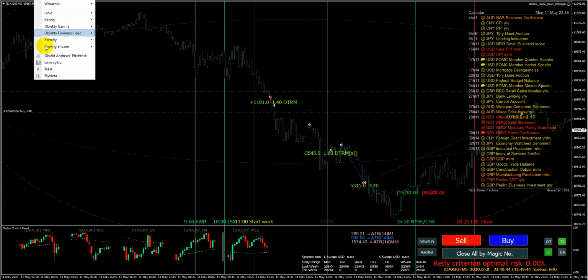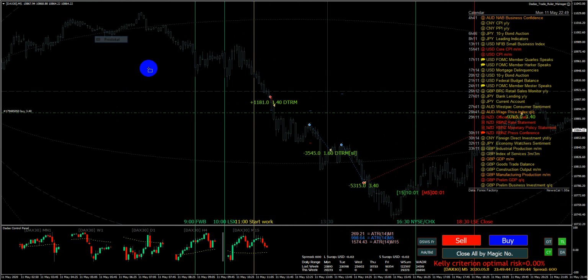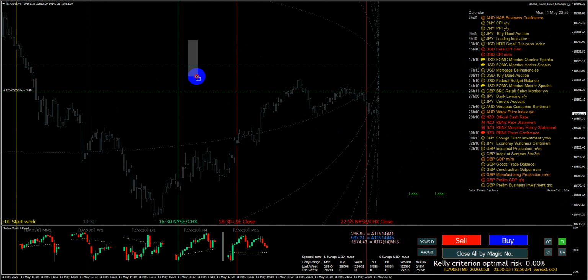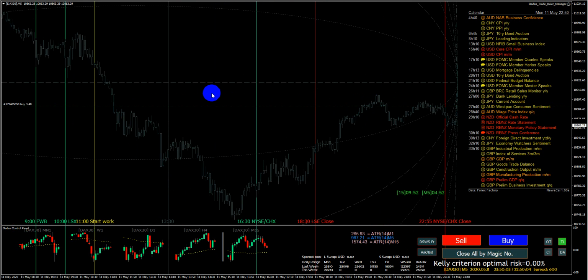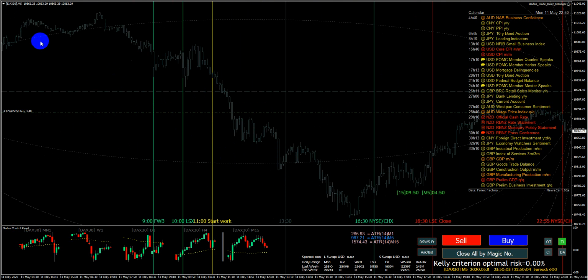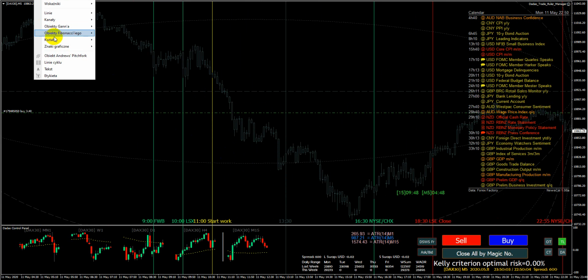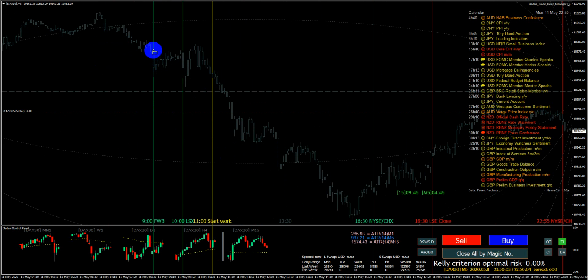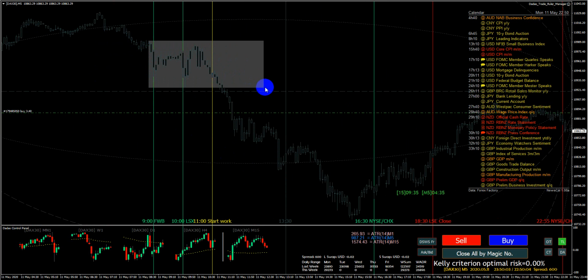Let's take a rectangle. There was a consolidation right there, right? A rectangle. There was practically a consolidation right there. We can just simply plot it like this, or like this even. So basically this was a consolidation right here.